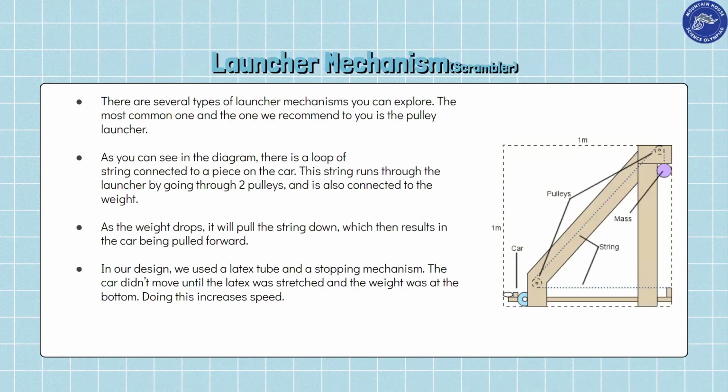The launcher mechanism. There are several types of launcher mechanisms you can explore. The most common one, and the one we recommend to you, is the pulley launcher. As you see in the diagram, there's a loop of string connected to a piece of the car. This string runs through the launcher by going through two pulleys and is also connected to the weight. As the weight drops, it will pull the string down, which then results in the car being pulled forward.